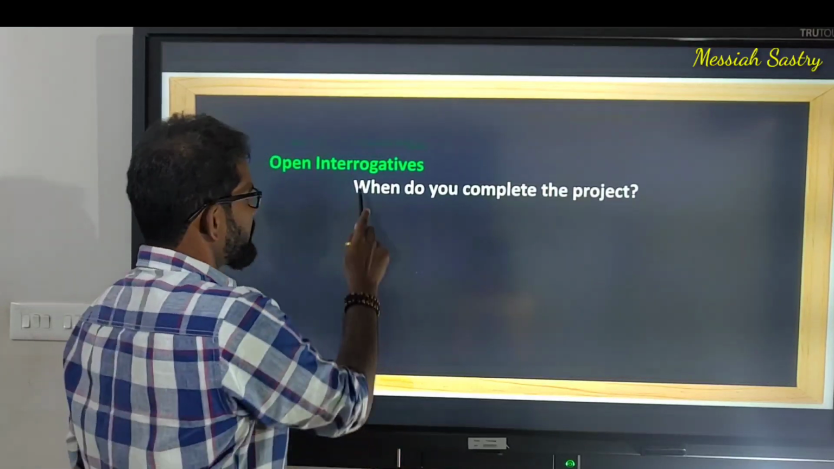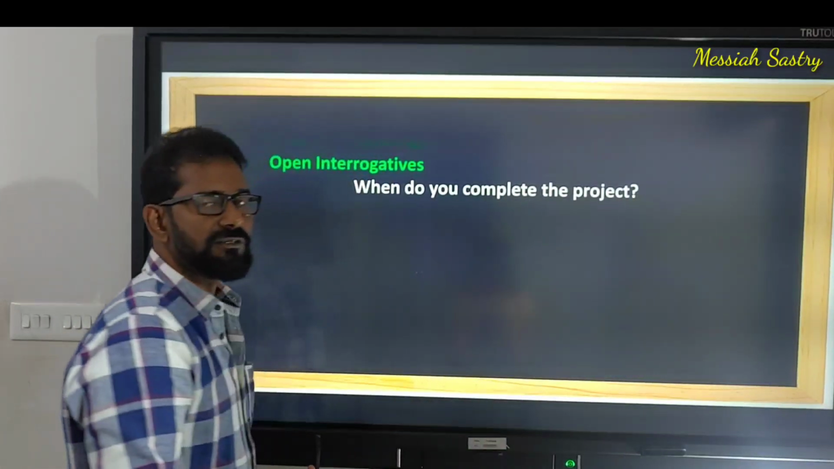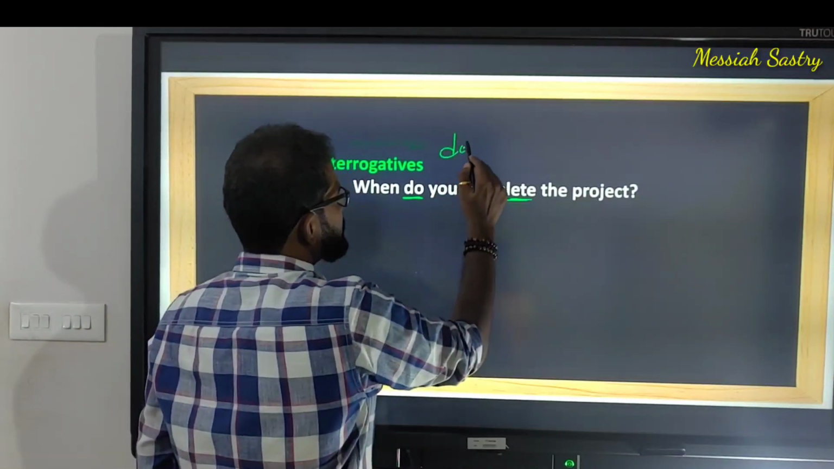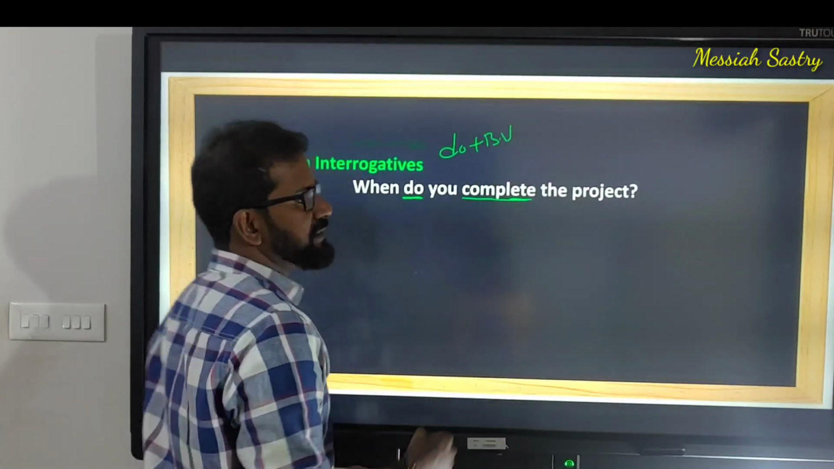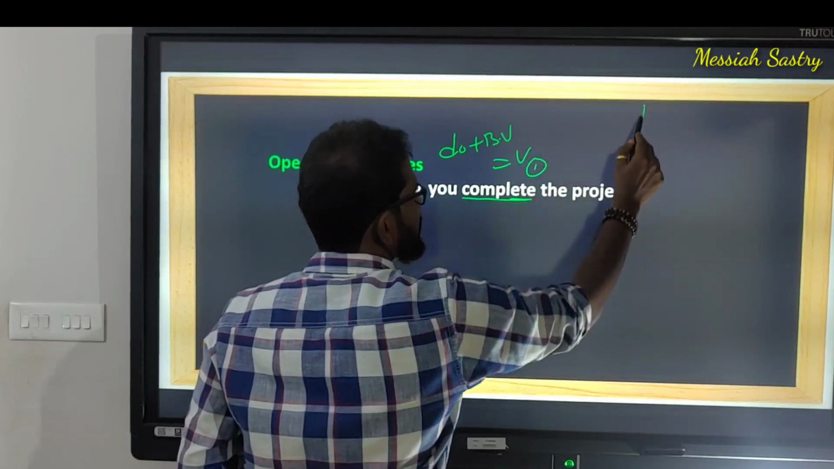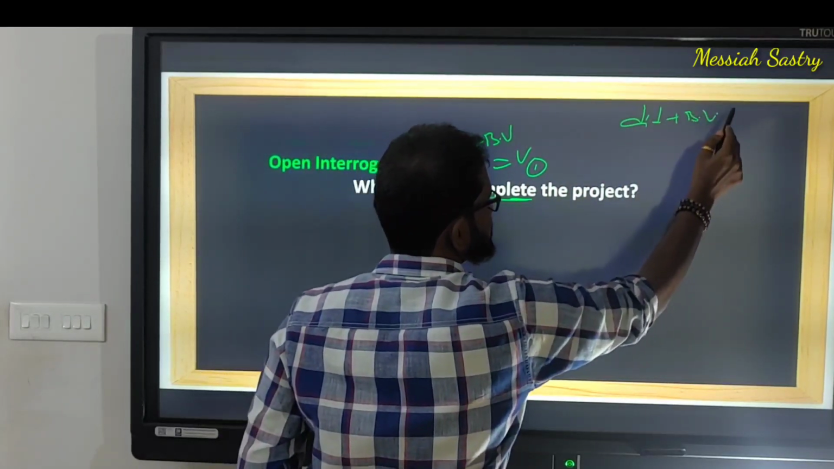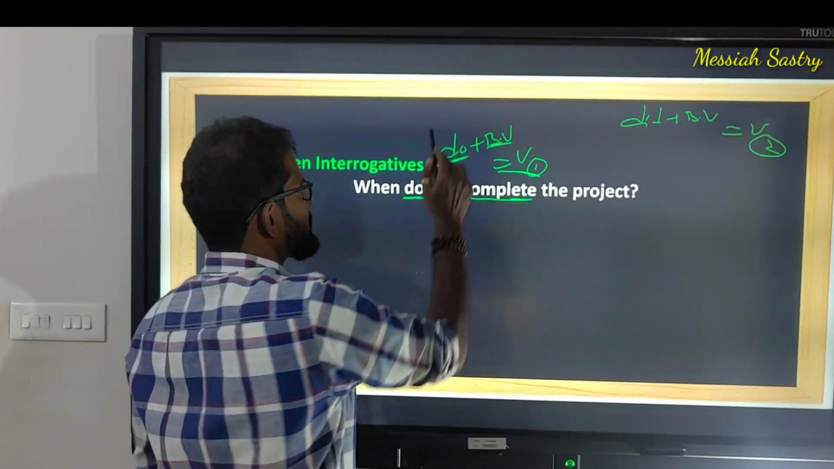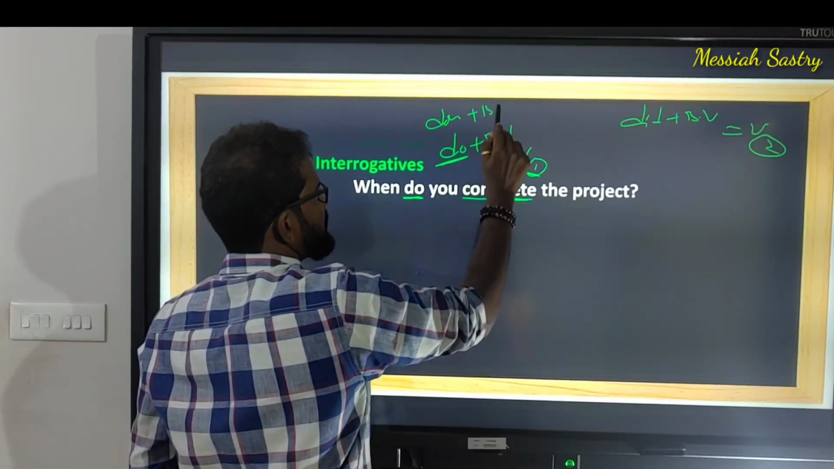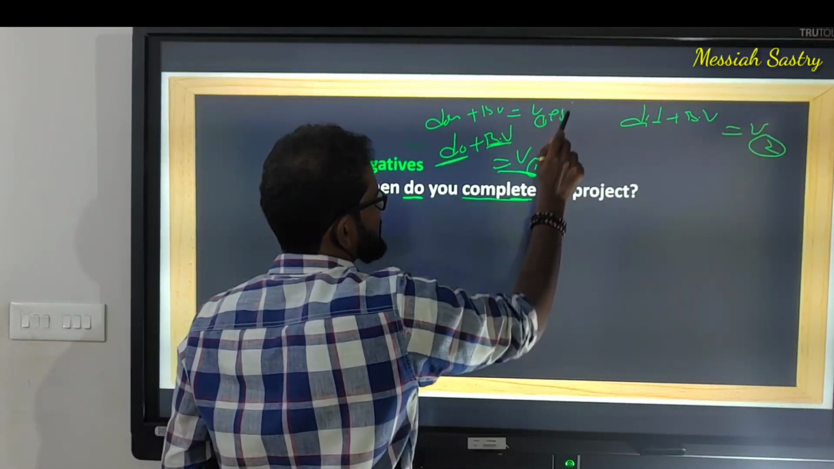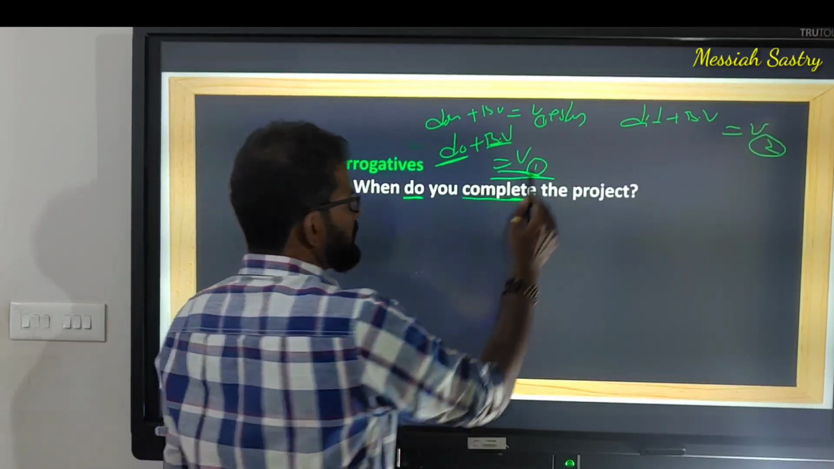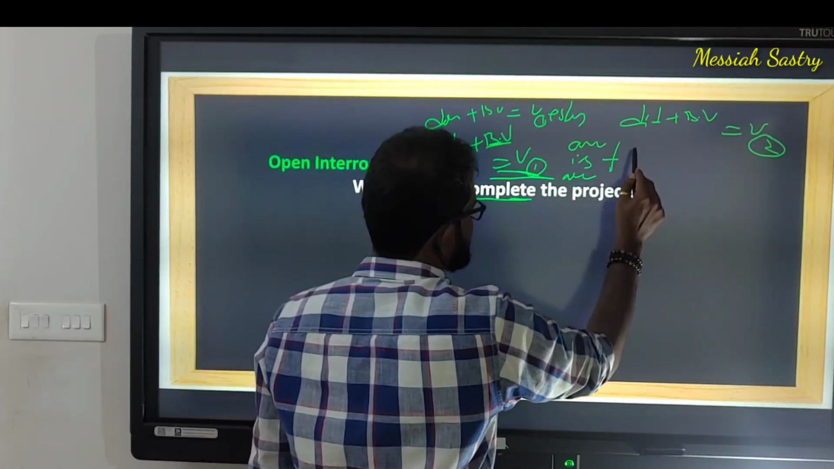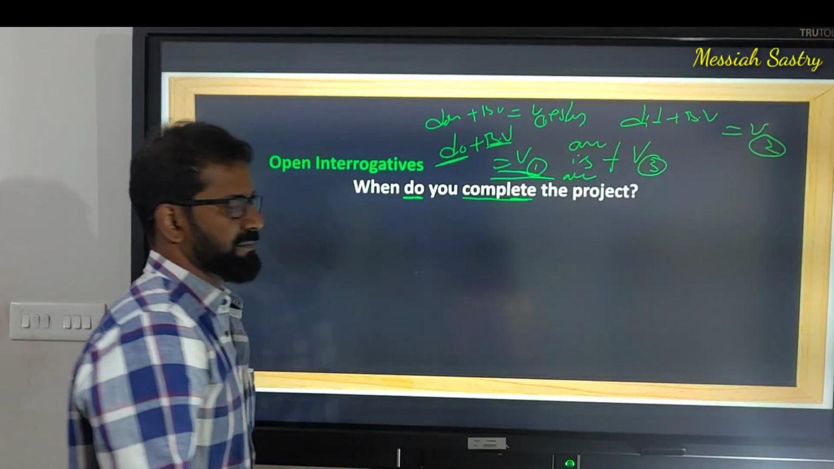Next question. When do you complete the project? Do complete. Do plus base form of the verb is equal to V1. Did plus base form of the verb is equal to V2. Does plus base form of the verb is equal to V1 plus s or es. Now it is V1. What is the V1 passive form? Am, is, are plus V3.